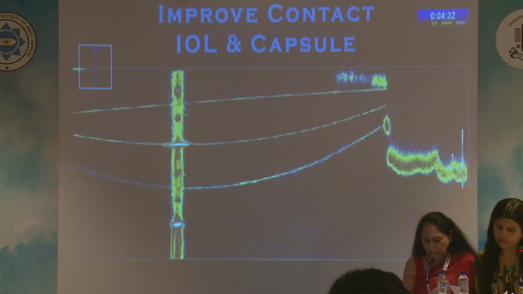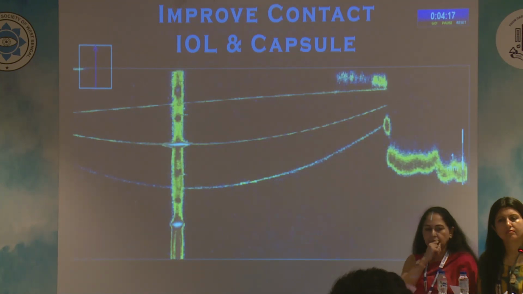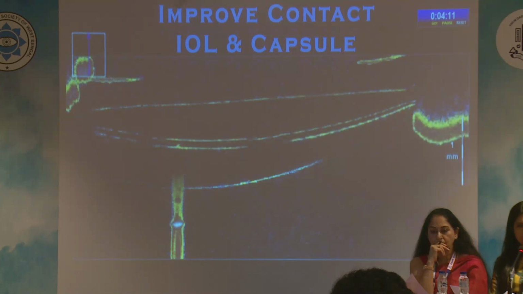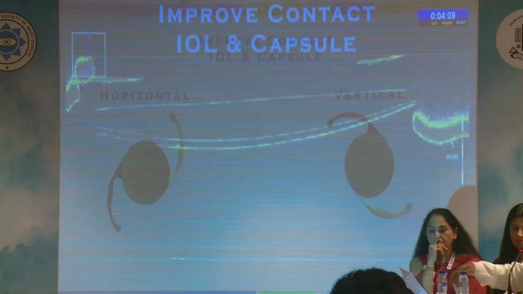This is our intraoperative OCT scan showing the lens. The anterior and posterior surfaces of the lens are the first two lines, and the bottom line is the posterior capsule. Our idea was that if we reduce this gap, if the contact between the lens and the capsule is better, that would in turn lead to a better IOL stability in the eye. So this is what we try to achieve from that.